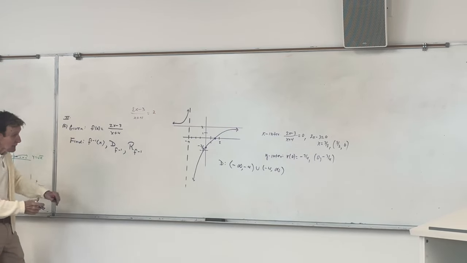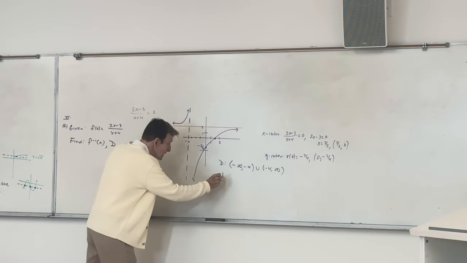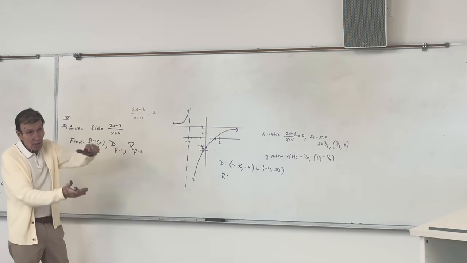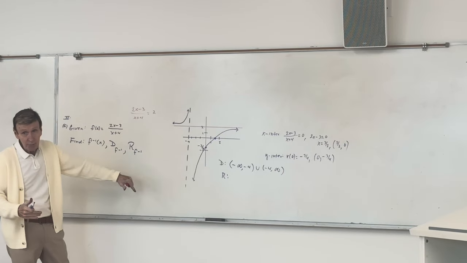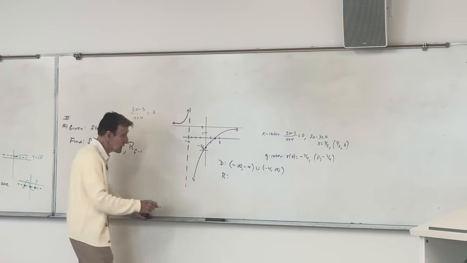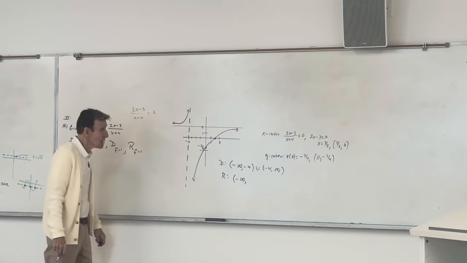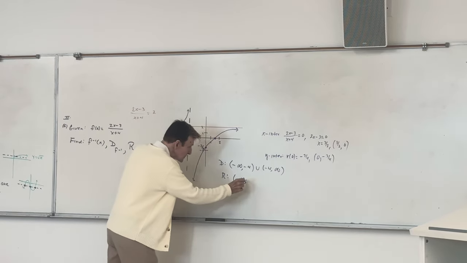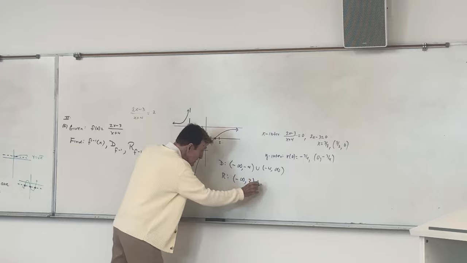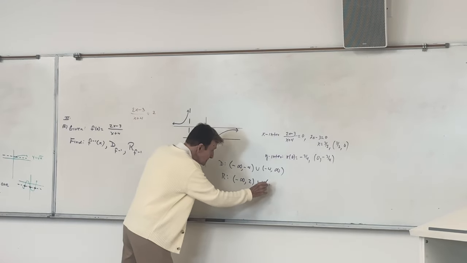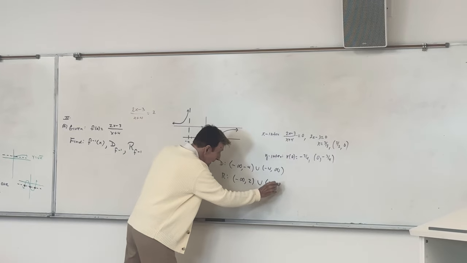Range, the up and down, gotta be careful. Can anyone tell me the range, since I have the graph? I notice it's dropping down forever. Now what? -infinity up to what? 2. It'll never touch 2. It jumps across 2 out here and goes through infinity. There's my range.